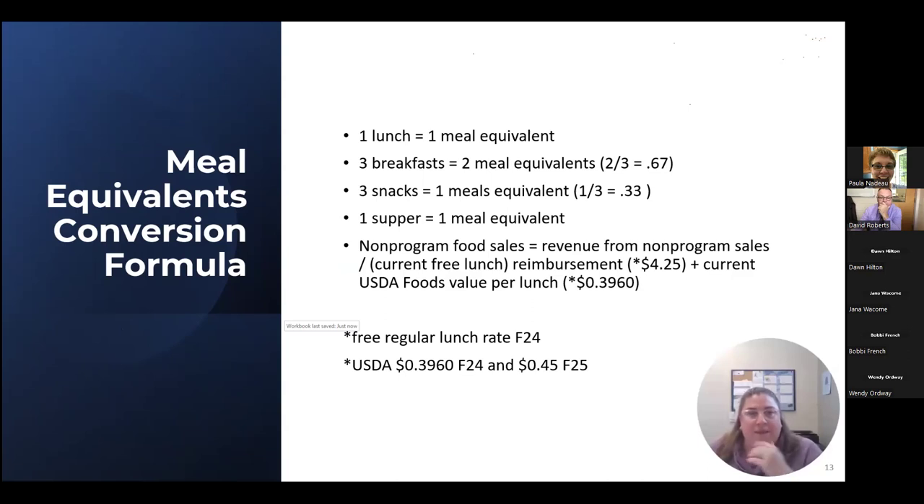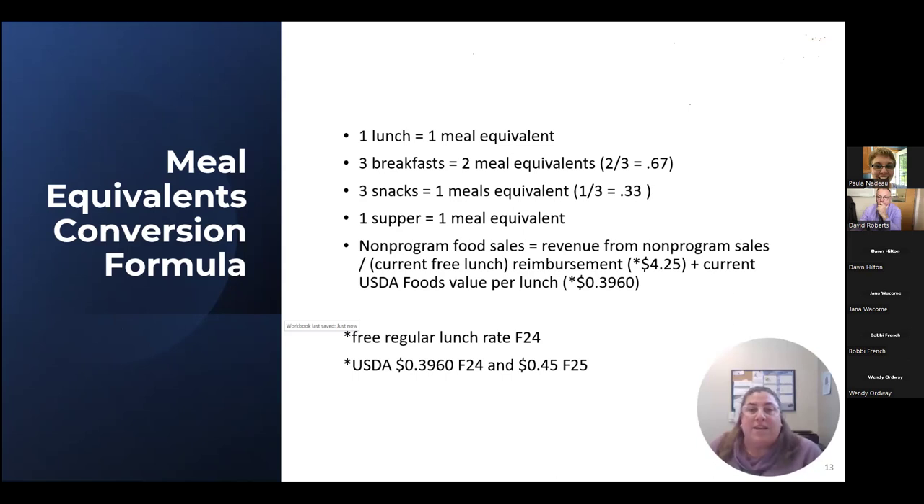So these are our meal equivalent formulas. One lunch equals one meal equivalent, three breakfasts equals two meal equivalents or 2/3, 0.67, three snacks is one meal equivalent, that's 1/3, 0.33, and one supper is one meal equivalent.